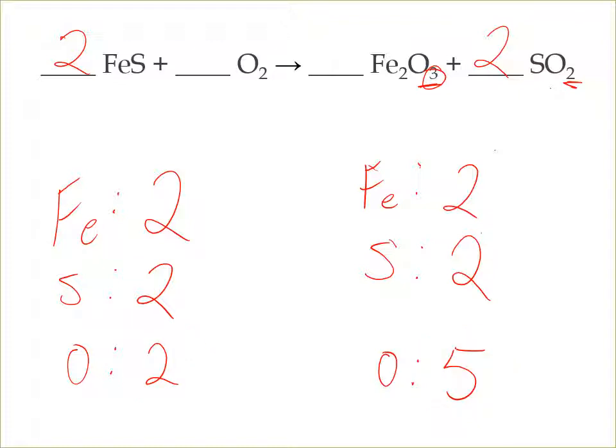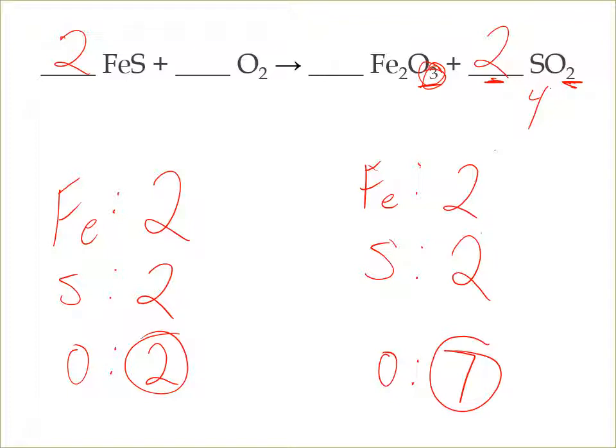So what I'm going to do is recount. I have 3 oxygens here. I now have 2 times 2 is 4 oxygens over here. So that's going to be 7 total oxygens on the right side of the arrow. I have to try to get these 2 and these 7 to look alike somehow. I have to try to balance those.